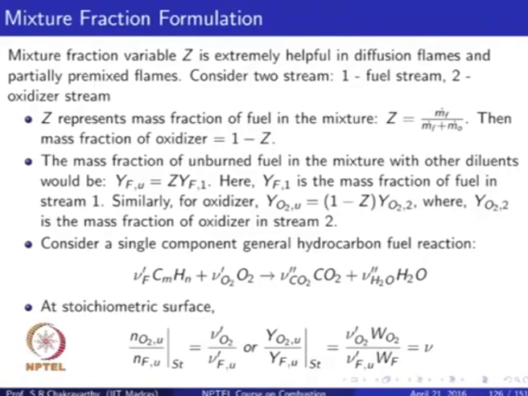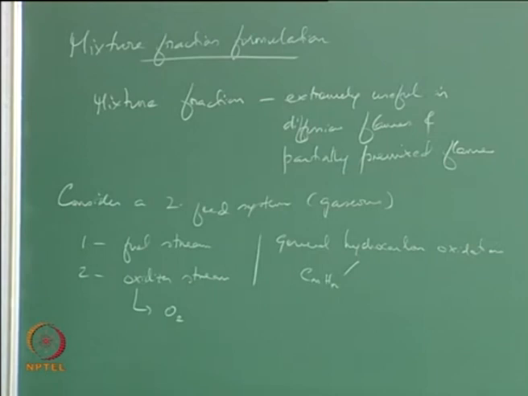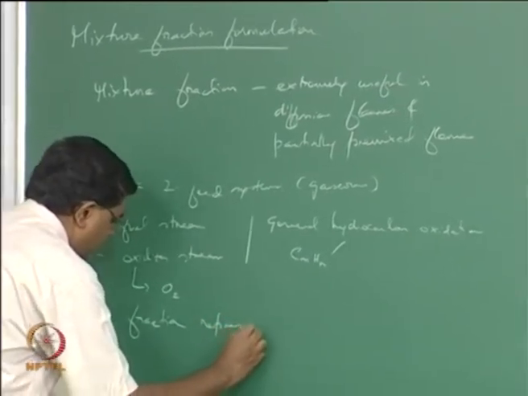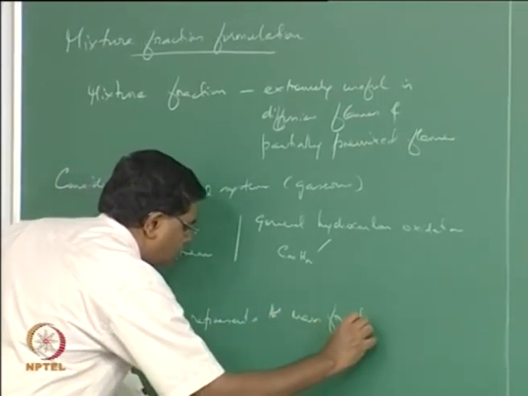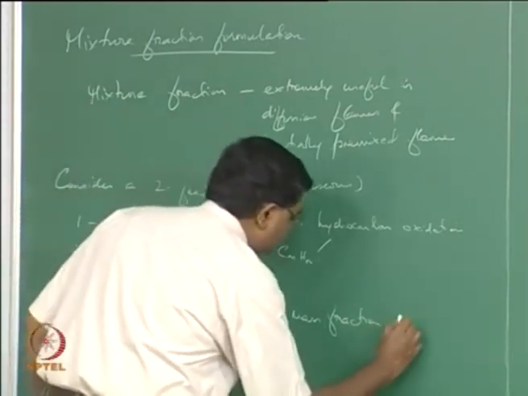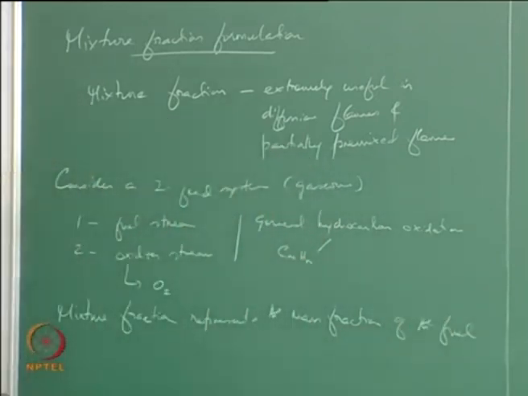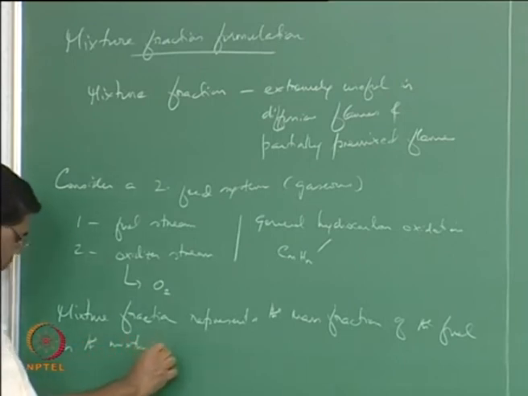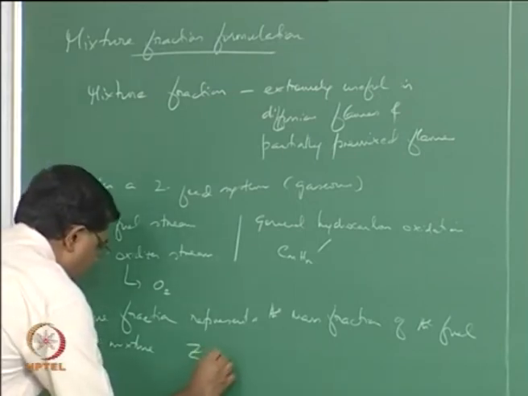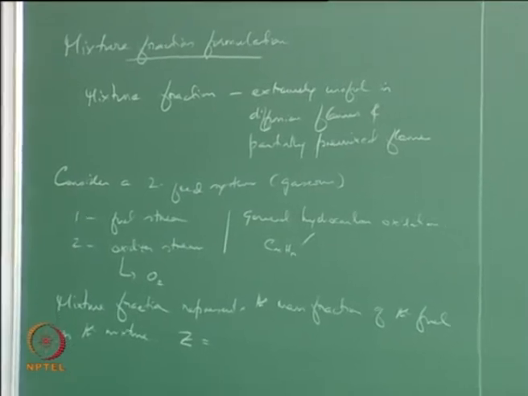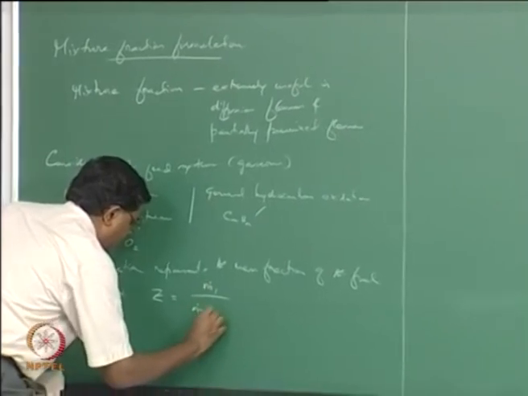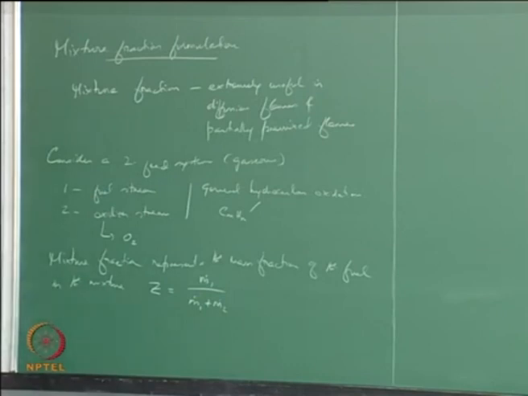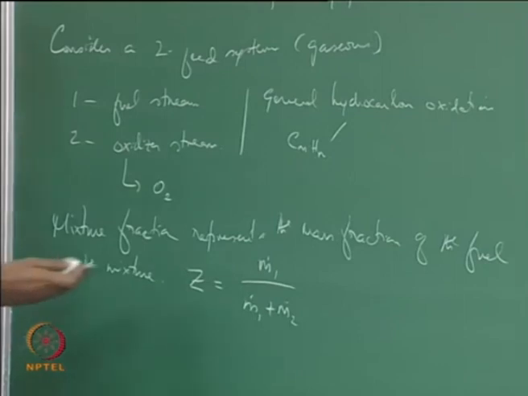Right. So then the way the mixture fraction is defined is essentially like a mass fraction. Okay. So the mixture fraction represents the mass fraction of the fuel in the mixture. Let's say Z is the symbol given to mixture fraction. Then this is basically m dot 1 divided by m dot 1 plus m dot 2, where m dot 1 is the mass flow rate of the fuel stream, and m dot 2 is the mass flow rate of the oxidizer stream.